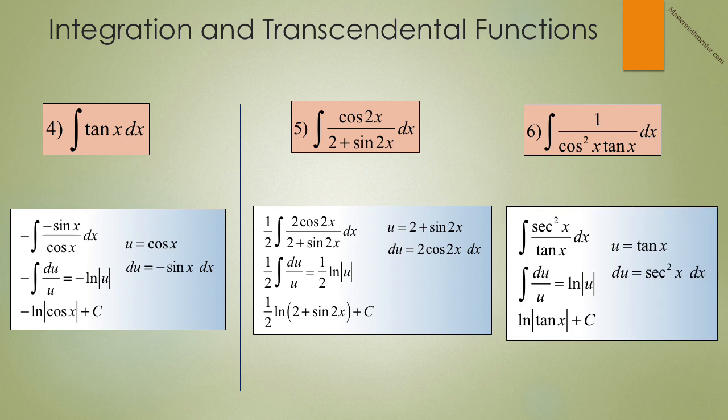Number 6 reads the integral of 1 over cosine squared of x tangent of x dx. We will let u be tangent of x and du is secant squared of x dx. And we realize that 1 over cosine squared of x is secant squared of x, so this problem can be written as the integral of secant squared of x over tangent of x dx, which is the integral of du over u, which is the natural log of the absolute value of u, and the final answer is the natural log of the absolute value of tangent of x plus c.